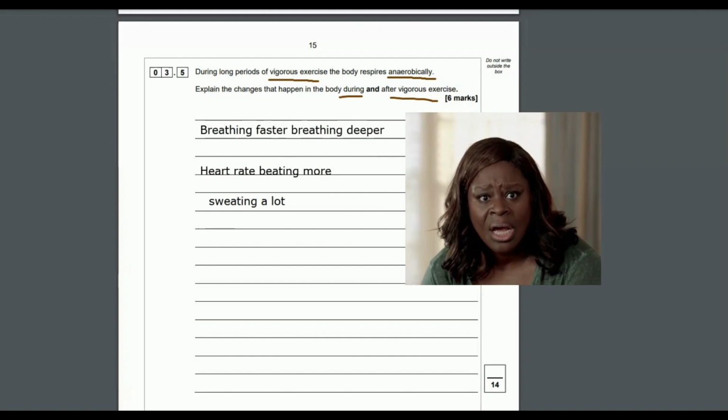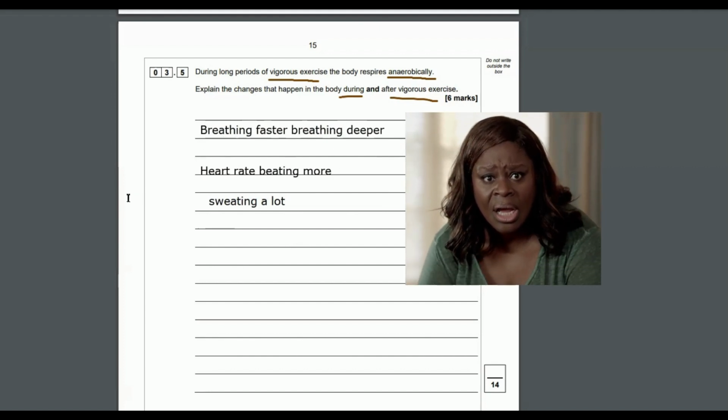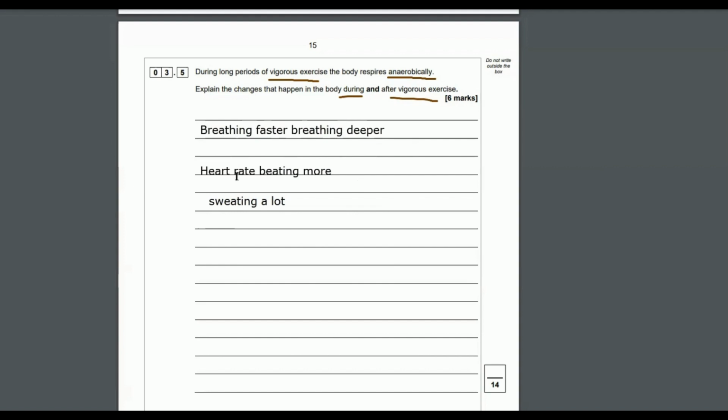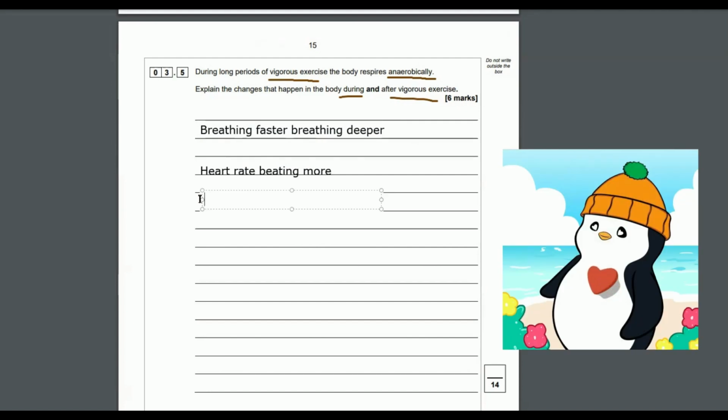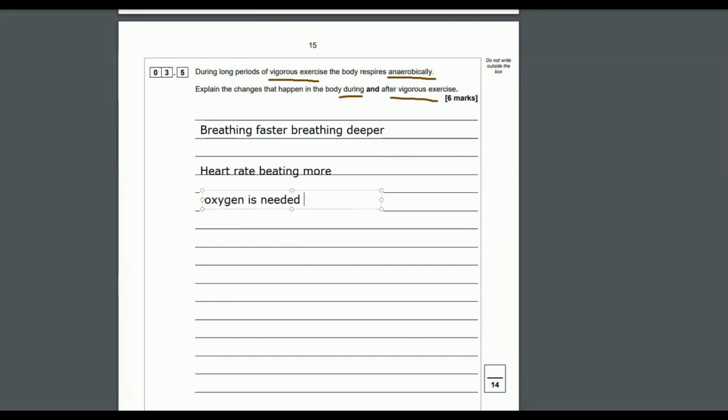We want to explain those changes. Why do you think you're breathing faster, and why is your heartbeat beating more? I'll talk about the sweating one after, but we'll put that as an extra at the end. So breathing faster and heart rate beating more. Oxygen is needed. What for? For aerobic respiration to release energy for muscle contraction.